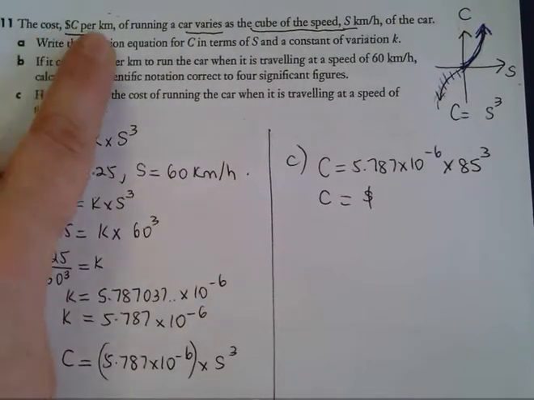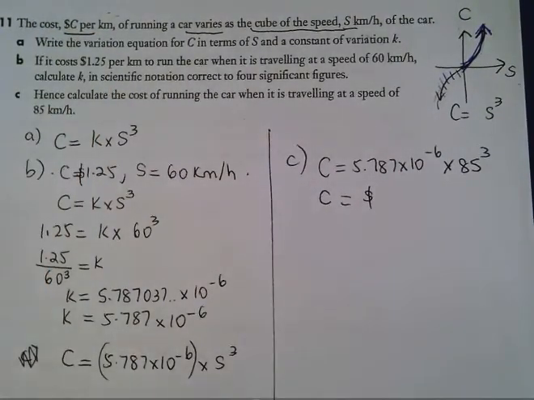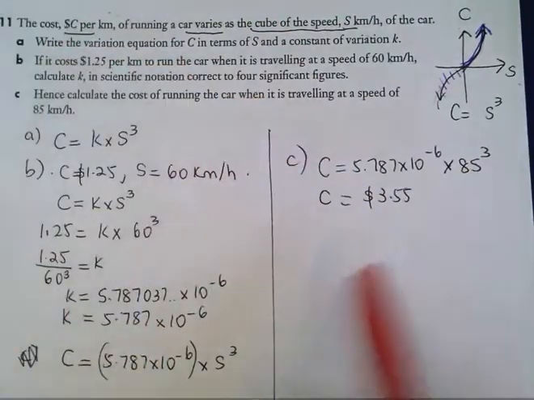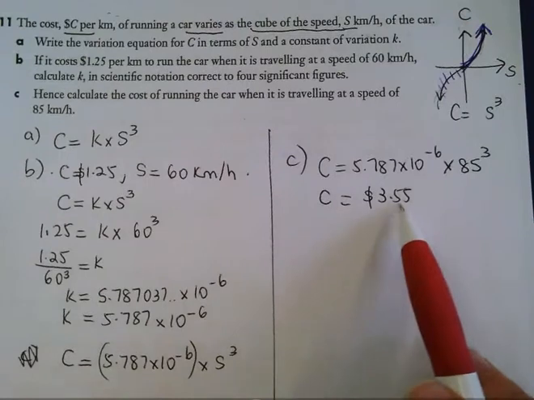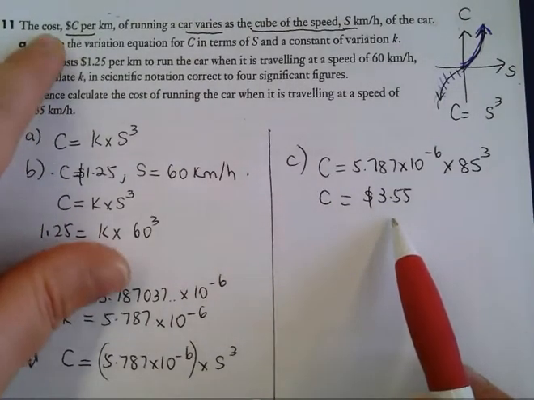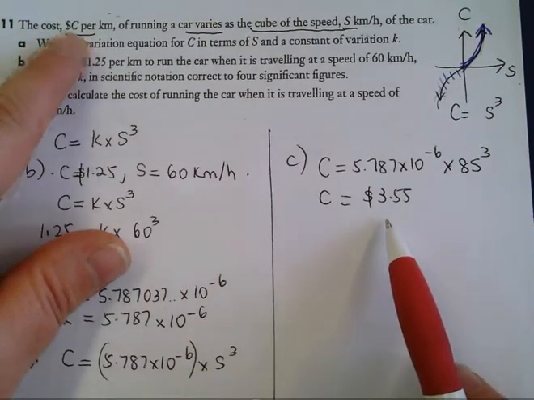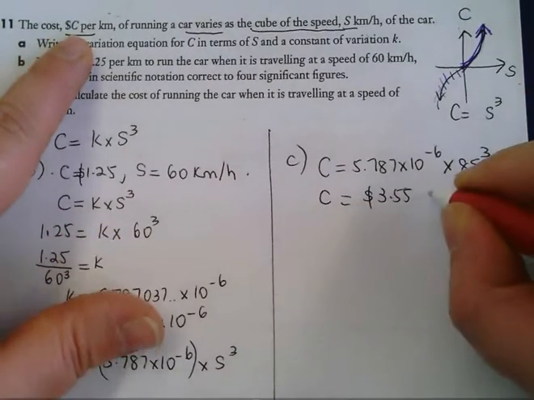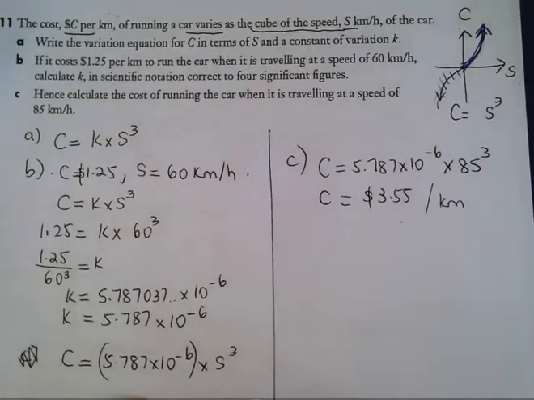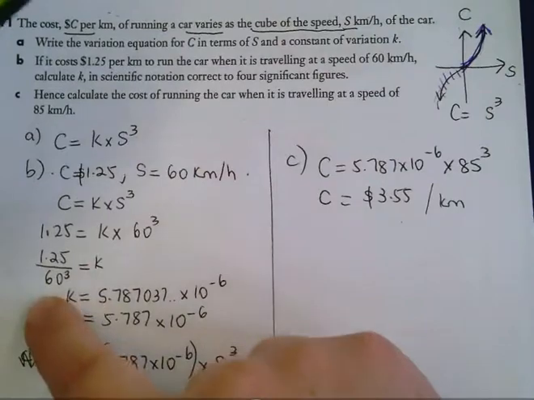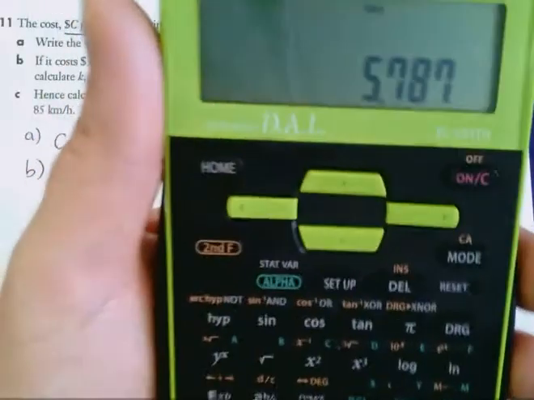Remember, the cost is dollars per kilometre. Anyone? You enter that on your calculator because we know that C equals 5.787 times 10 to the power of negative 6 times S cubed. When you enter this on your calculator, you're getting 3.55. Remember, C, the units are dollars. So it's $3.55 per kilometre. Okay? This answer here, you press cancel on your calculator. I mean, you can just go back in and do it again and it'll stay there.